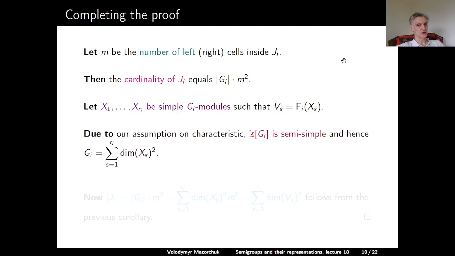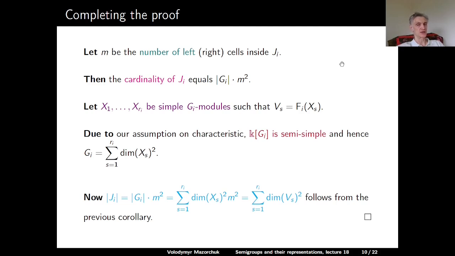Due to our assumption on characteristic, the group algebra of G_i is semisimple because the characteristic doesn't divide its order, and hence the cardinality of G_i equals the sum of the squares of the dimensions of simple G_i modules. Now we can compute that the cardinality of our two-sided cell J_i is equal to the cardinality of G_i times m squared. That's the sum of the squares of the dimensions of all simple G_i modules times m squared.